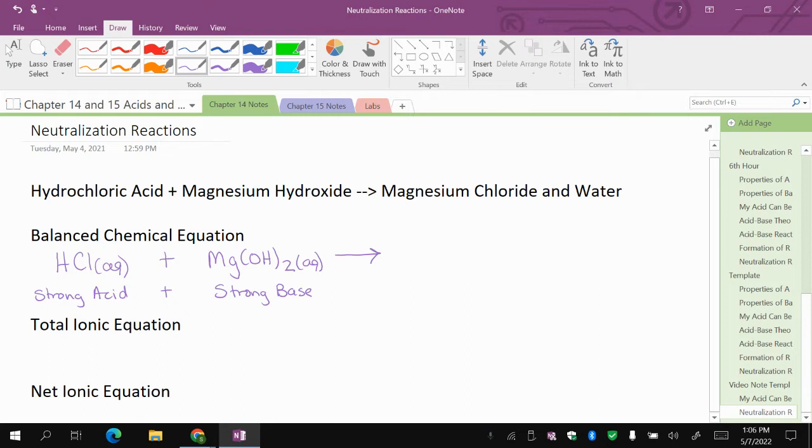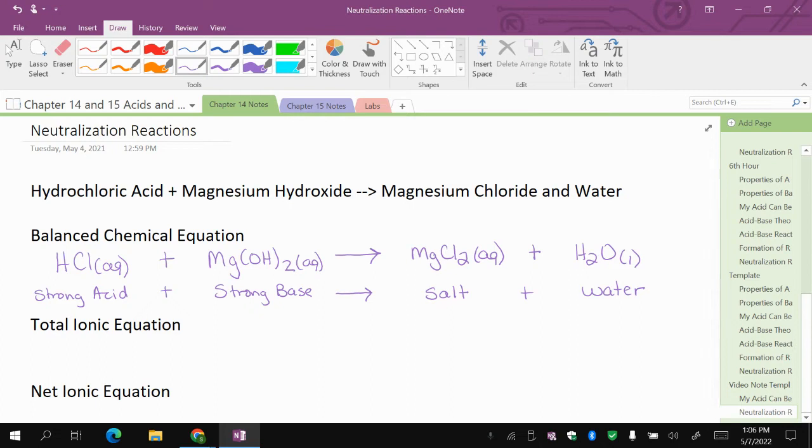And it's a double displacement reaction. We're going to get magnesium chloride. That is aqueous. Chlorides with magnesium are soluble. And in this case, we're not going to get a precipitate like we've talked about before in double displacement reactions. We're going to get water. And so whenever you have a strong acid, strong base reaction, you're always going to get a salt. Magnesium chloride's a salt. It's an ionic compound. And water. These are always the products of a strong acid, strong base neutralization reaction.